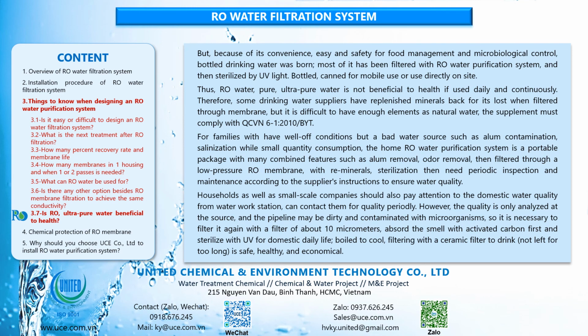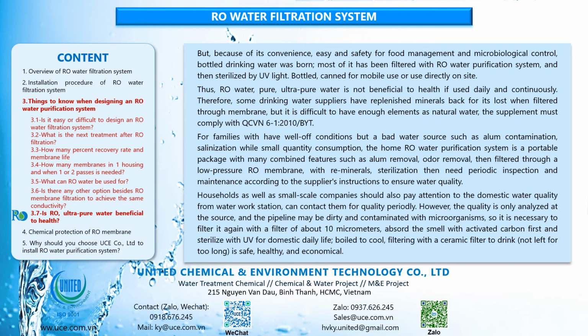small quantity consumption, the home RO water purification system is a portable package with many combined features such as alum removal, odor removal, then filtered through a low-pressure RO membrane, with minerals and sterilization. It then needs periodic inspection and maintenance according to the supplier's instructions to ensure water quality.